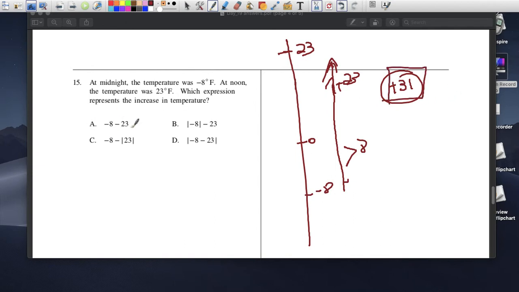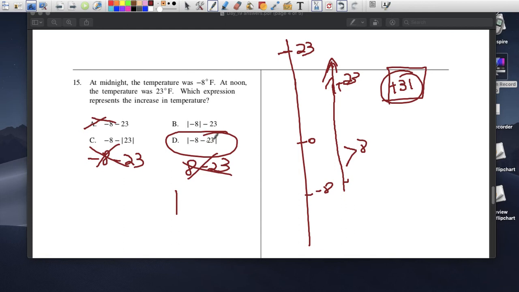Well, A, it's a negative minus a negative, so that's already garbage. B, it's a negative minus the absolute value of 23. Well, let's take the absolute value. So negative 8 minus the absolute value of 23 is 23. So do these two terms result in positive 31? No, so that's garbage. Look at the next one. Absolute value of negative 8 is 8, and then you subtract 23. Do you think that's going to result in 31? Also garbage. So the only one that makes any sense is that one.